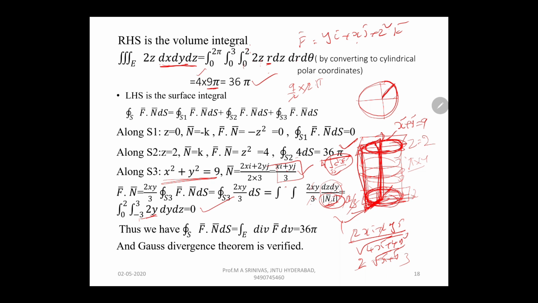What is the integral for y? The integral for y is y² by 2. 2 and 2 get cancelled.